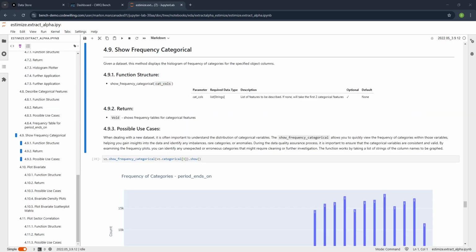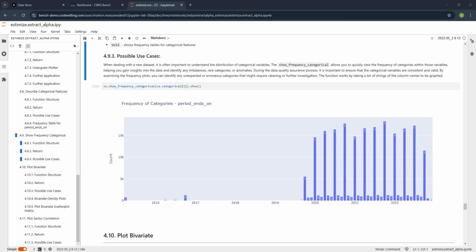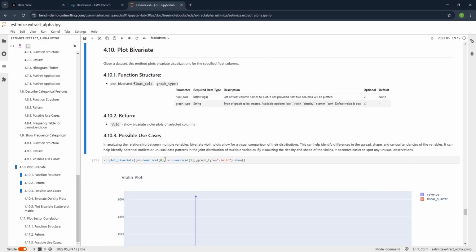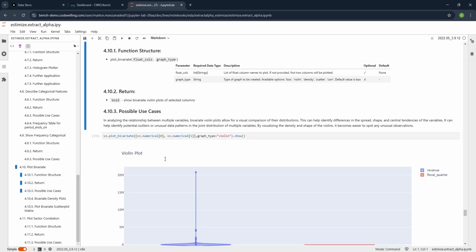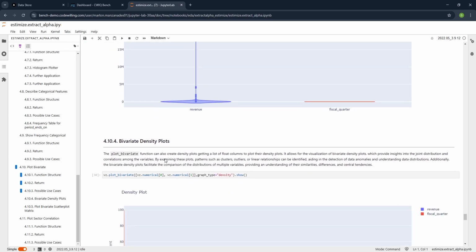Aside from analyzing numerical columns, we can also plot categorical columns based on the frequency of each value. For example, here is the frequency of the column period ends on of the dataset. On the other hand, there is also an option to do bivariate analysis to compare two variables of our choice against each other.